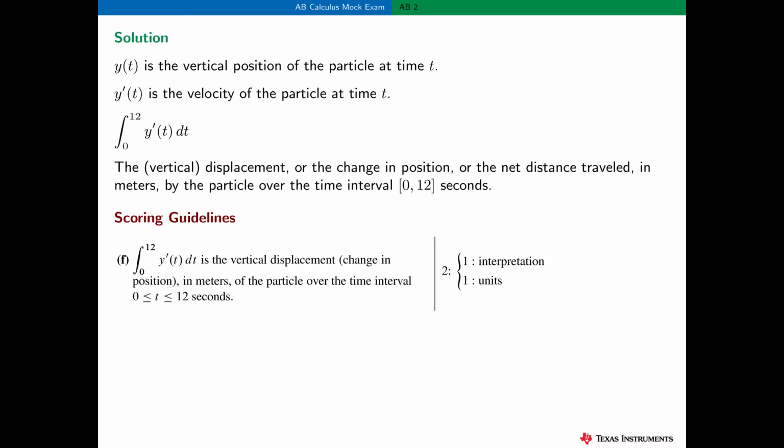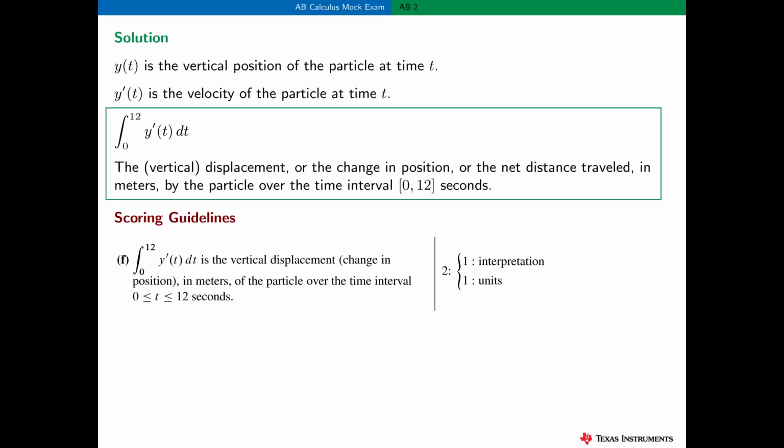Let's use this definition or concept of displacement to solve this problem. We know that y of t is the vertical position of the particle at time t. Now, the important point here is that the particle is moving along a line. It's a vertical line, but that doesn't change my interpretation. We know that the change in position with respect to time is velocity. So that means that y prime of t is the velocity of the particle at time t. Therefore, this definite integral represents the displacement in meters by the particle over the time interval 0 to 12 seconds.